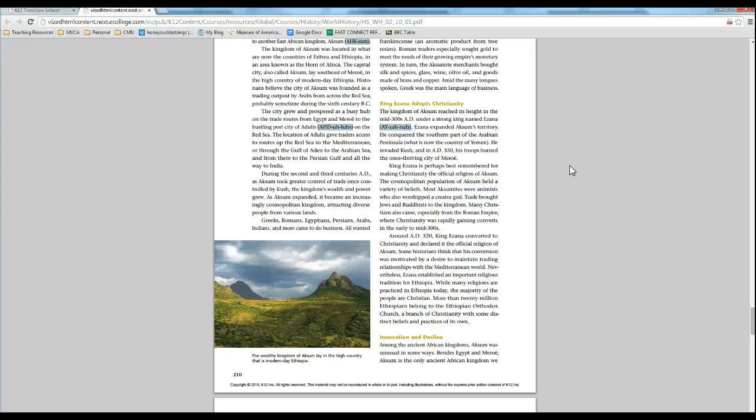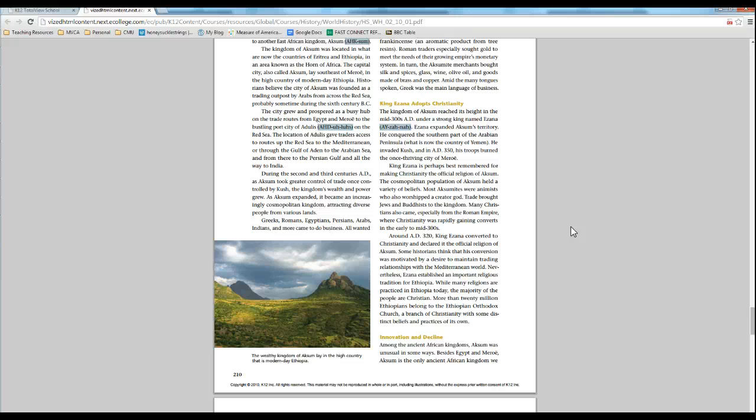King Ezana is perhaps best remembered for making Christianity the official religion of Aksum. The cosmopolitan population of Aksum held a variety of beliefs. Most Aksumites were animists who also worshipped a creator god. Trade brought Jews and Buddhists to the kingdom. Many Christians also came, especially from the Roman Empire, where Christianity was rapidly gaining converts in the early to mid 300s. Around AD 320, King Ezana converted to Christianity and declared it the official religion of Aksum.